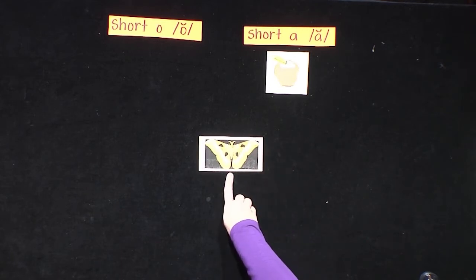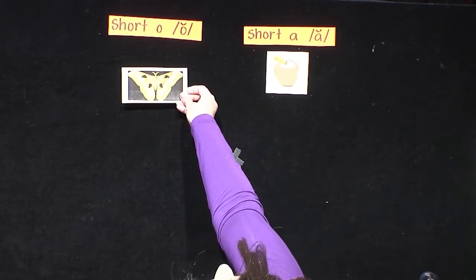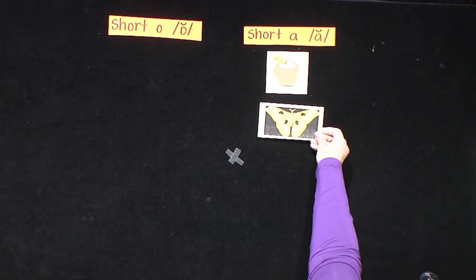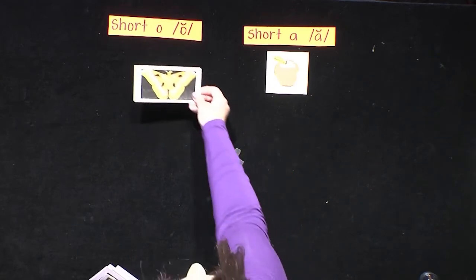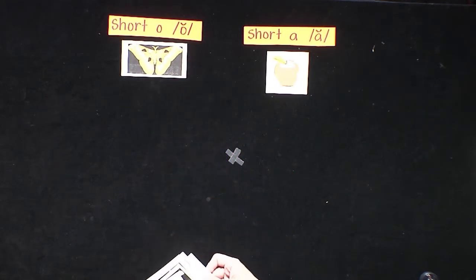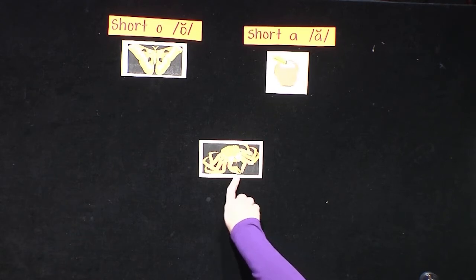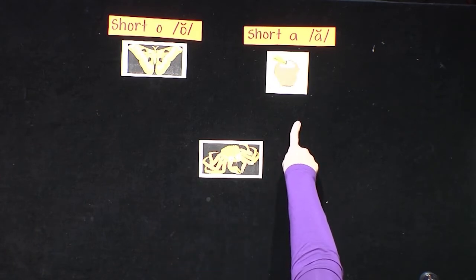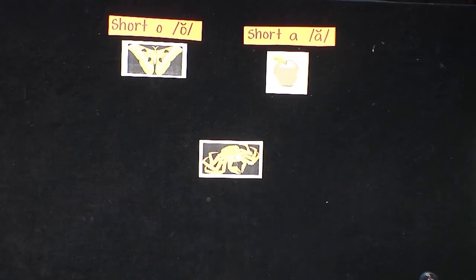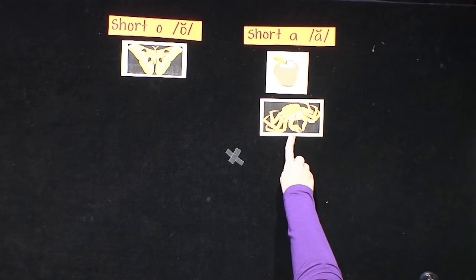Say moth. Does moth have the short O sound, or the short A sound? If you said the short O sound, great job. Say crab. Does crab have the short O sound, or the short A sound? Good job. Crab has the short A sound in it.